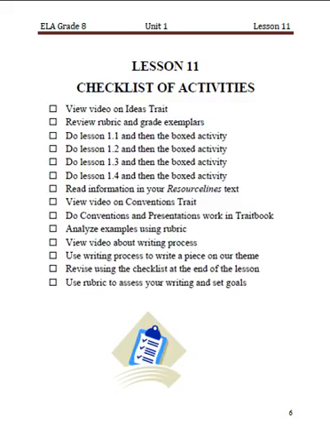And here's your checklist of activities to show that you've finished. You watch the video, make sure you review the rubric and the exemplars, then do the lessons with the boxed activity after each. Read the relevant information in the Resource Lines text. Then you have another video on conventions and that work in your trait book. And then you'll be able to analyze some examples. Then you'll view the video on the writing process and use that process to write your final piece and get it ready to put in your portfolio.